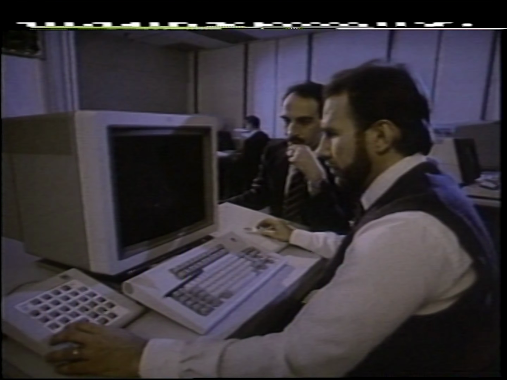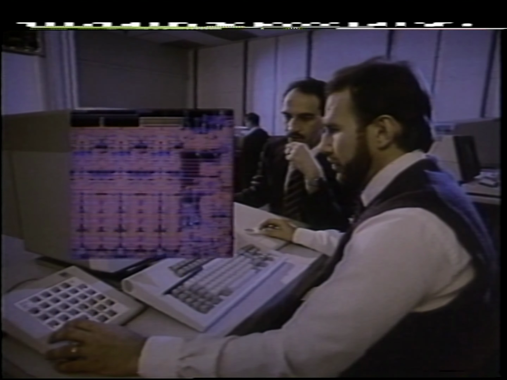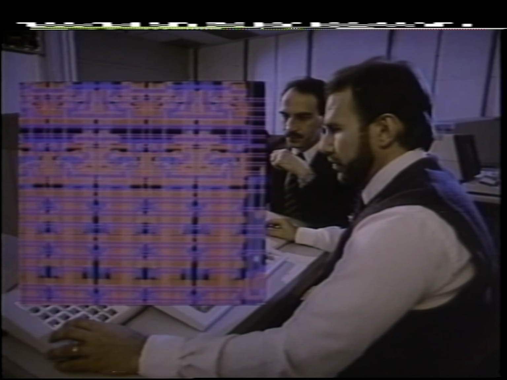Using innovative techniques, engineers keep squeezing more and more circuits onto tiny chips of silicon. As components shrink in size, computers and associated tools become more powerful and available to more people.